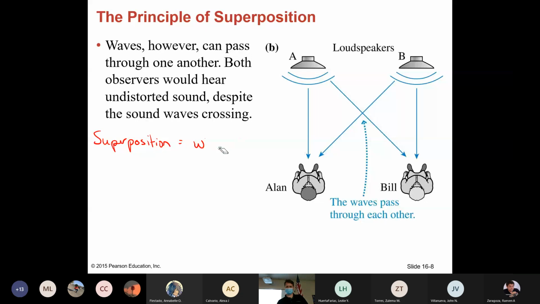Hang on. When two or more things exist in the exact same location. When two or more things exist in the exact same location.